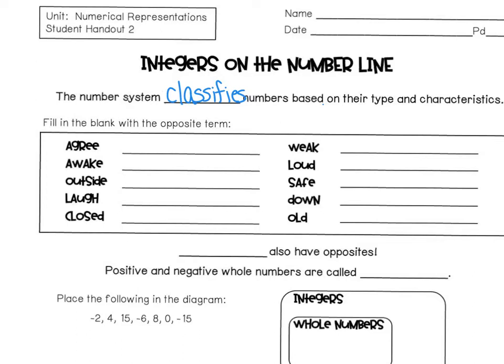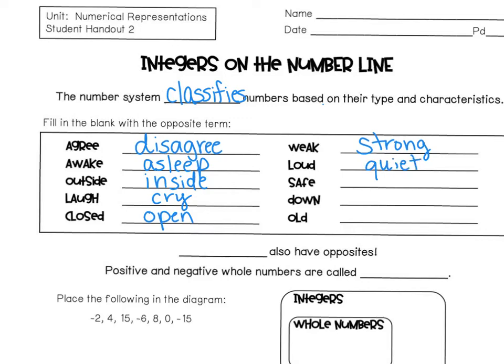The opposite of agree would be to disagree. The opposite of wake would be asleep. The opposite of outside would be inside. Not going to test you over this. We're just talking about opposites, guys. The opposite of laugh would be cry. The opposite of closed would be open. The opposite of weak would be strong. The opposite of loud would be quiet. The opposite of safe might be dangerous.